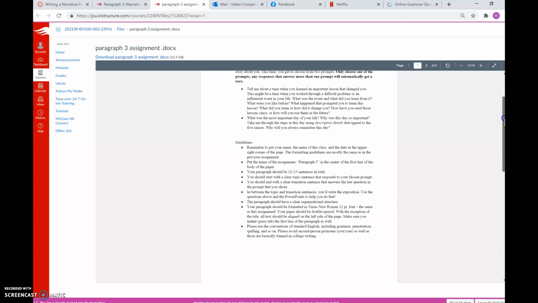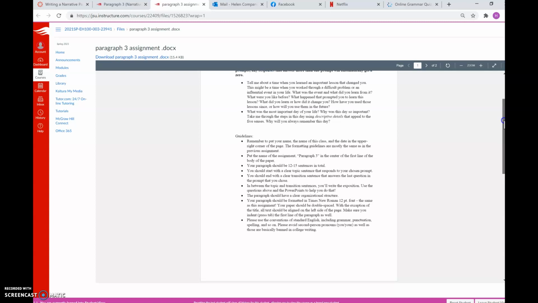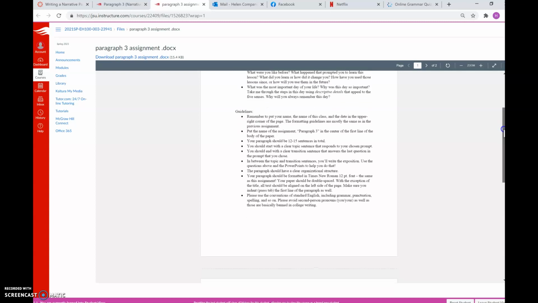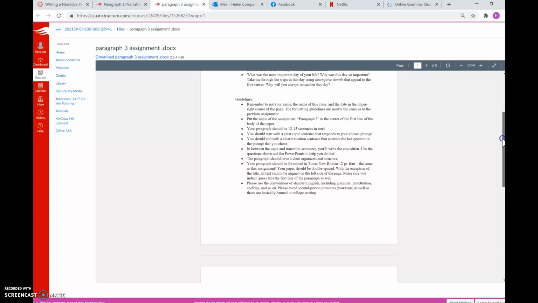Paragraph should be formatted in Times New Roman 12-point font, same as this assignment. It should also be double-spaced. The assignment is not double-spaced to make it a little easier to fit on one page, but yours should be double-spaced. With the exception of the title, everything should be aligned on the left side of the paper. Make sure you indent the first line of your paragraph as well. And as always, please use the conventions of standard English, including grammar, punctuation, spelling, and so on. Please avoid second-person pronouns such as you and your, because they're basically banned in college writing.